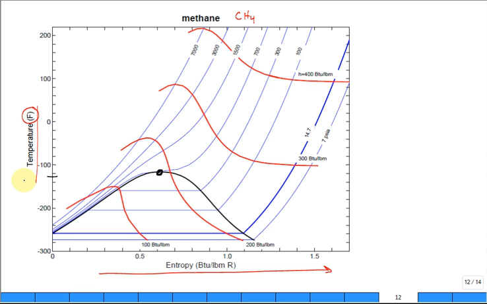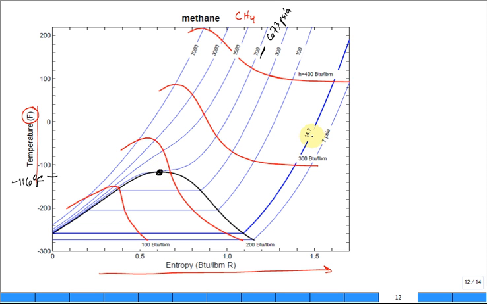It's around negative 116 degrees F. All right, and the pressure is around 673 psia. So that's right below the 700 psi line, the critical point pressure.